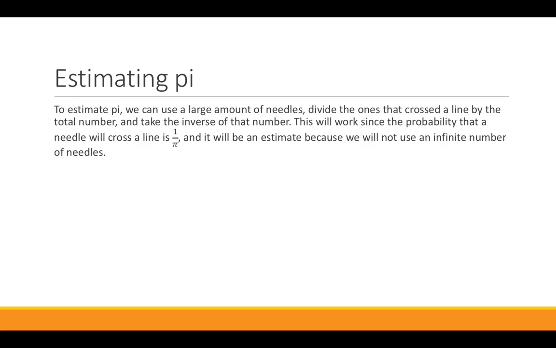So to estimate pi, we can use a very large amount of needles and count the ones who crossed the line and count the ones who didn't. Then divide the ones that crossed the line by the total number of needles and take the inverse of that number. This will work since the probability that a needle will cross a line is 1 over pi. And well, it will be an estimate because we will not use an infinite number of needles, obviously.